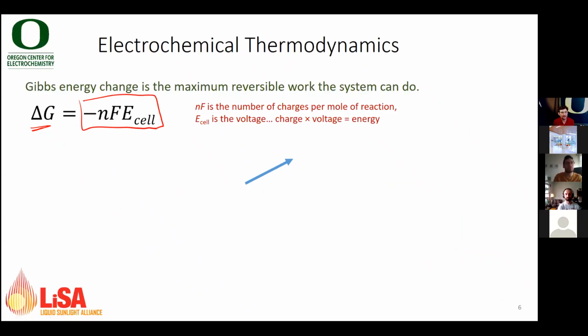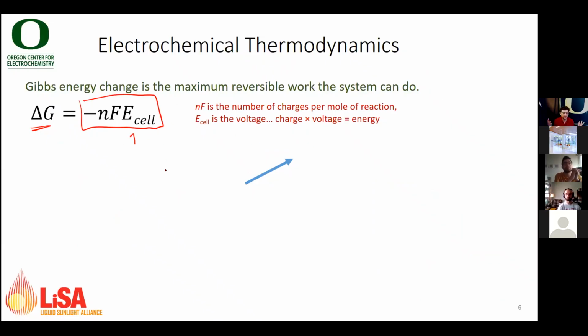You can think about it that way anyways, right? It's going to be the charge passed times the voltage, okay? So nF is the number of charges per mole of reaction. E cell is the voltage. Charge times voltage is energy. Okay, right? So that's the energy. There it is. That's where delta G equals negative nFE comes from.